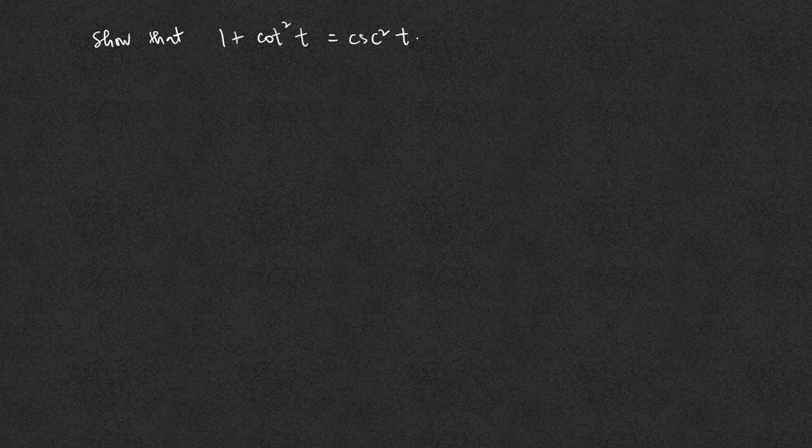Show that 1 plus cotangent squared of t equals cosecant squared of t. This time, we will show this identity differently. We start with a well-known, pre-established identity, which is the Pythagorean identity, which states that cosine squared of t plus sine squared of t equals 1. This is a well-known prior established identity, so we can use it.